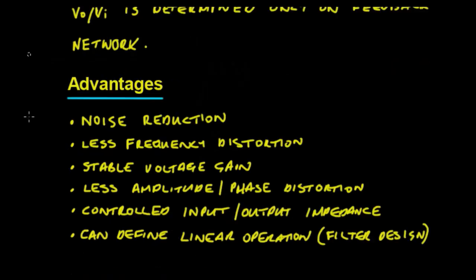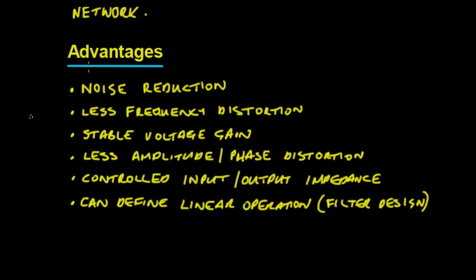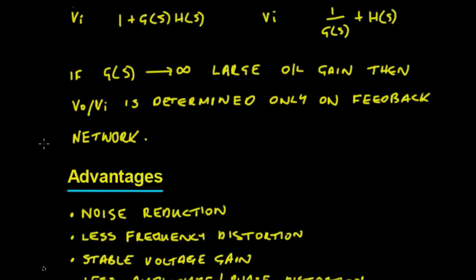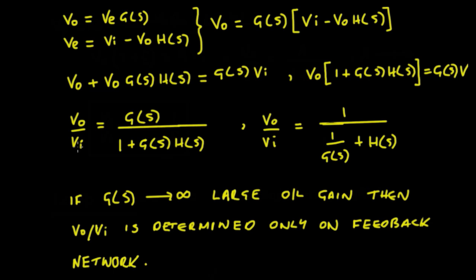Now the advantages of using this system is that we've got noise reduction, there's less frequency distortion, it's a stable voltage gain, less amplitude and phase distortion, it's a controlled input and output impedance, and we can define the linear operation of the circuit, meaning we can go and build useful circuits, for example filters. Okay, so we've kind of seen this before anyway. We derived this same sort of equation, but it was in terms of a complex frequency.